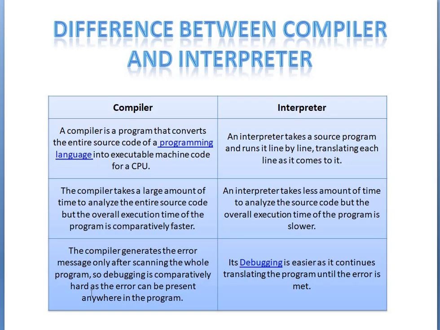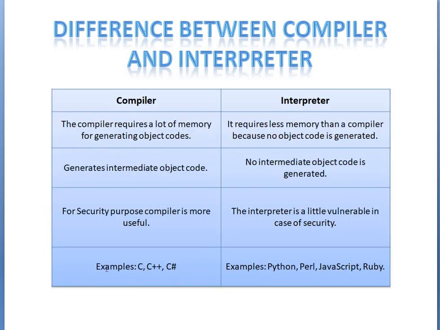Compiler generates the errors after scanning the whole program, whereas for interpreter, debugging, that is removing errors, is easier. The compiler requires lots of memory as it will generate the object code. Comparatively, interpreter requires less memory because it does not generate an object code.